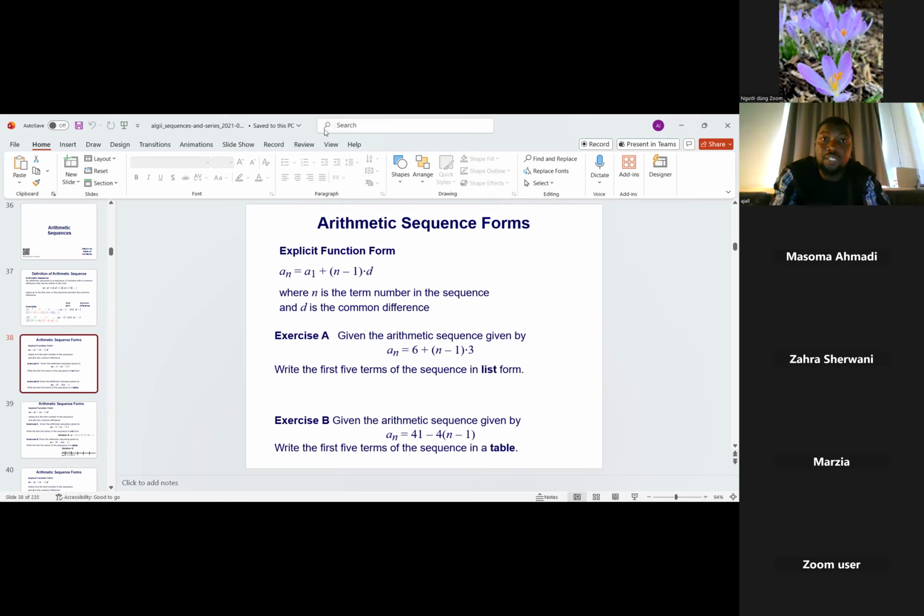Write the first 4 terms of that sequence. a sub n equals 41 minus 4 into n minus 1. Write the first 4 terms of the sequence. Just list it down instead of putting it in a table.